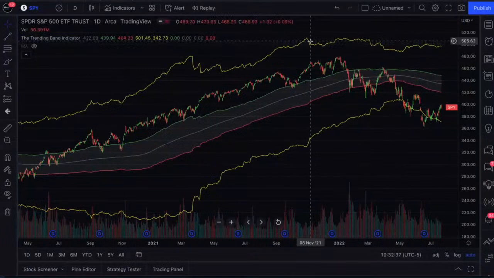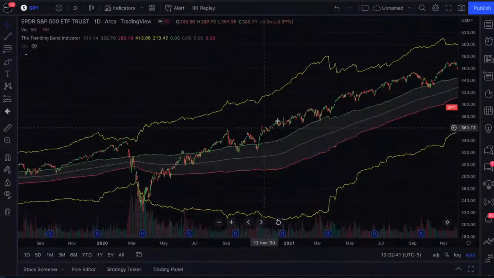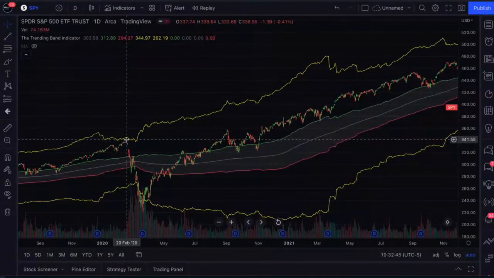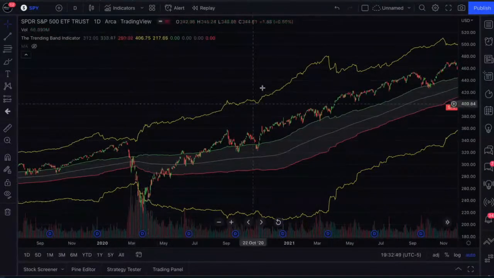Okay. Now we know our market tops, right? We know our market tops. We know our market bottoms. We know our trend. If it is above this green line, it's trending up. If it's hitting close to this yellow line, we're at a market top. If it's hitting this yellow bottom line, we're at a market bottom.